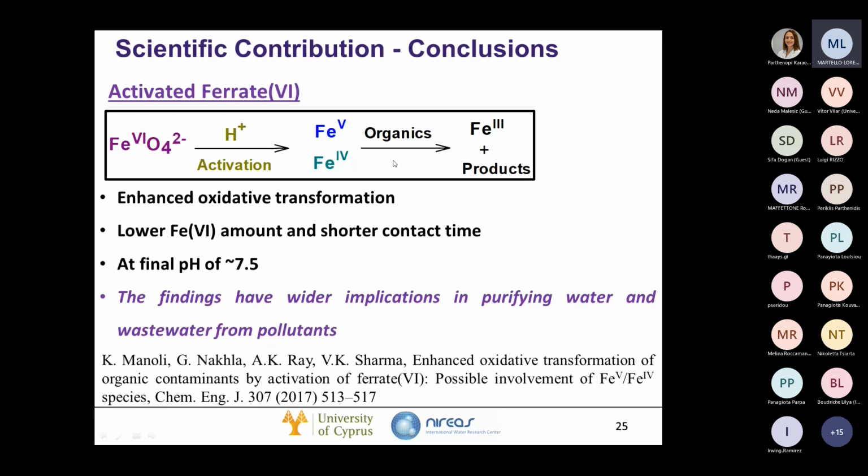For example, there is lots of work going on with catalysts for Fenton processes, and there is an enormous amount of studies on the development of photocatalysts to use in heterogeneous photocatalytic processes, and these findings here open the field for investigating activation methods for iron 6 to degrade several other pollutants and in different applications.